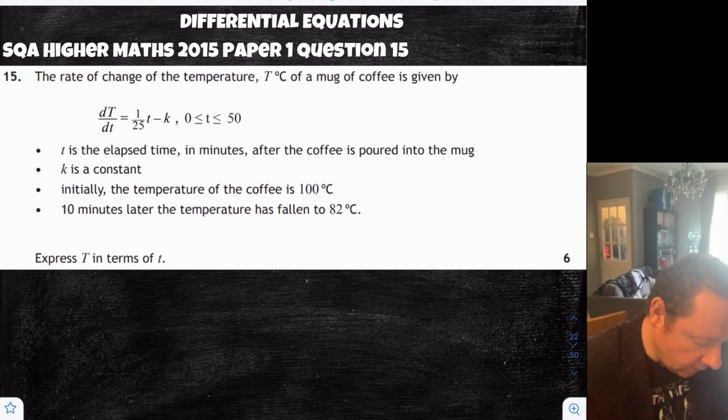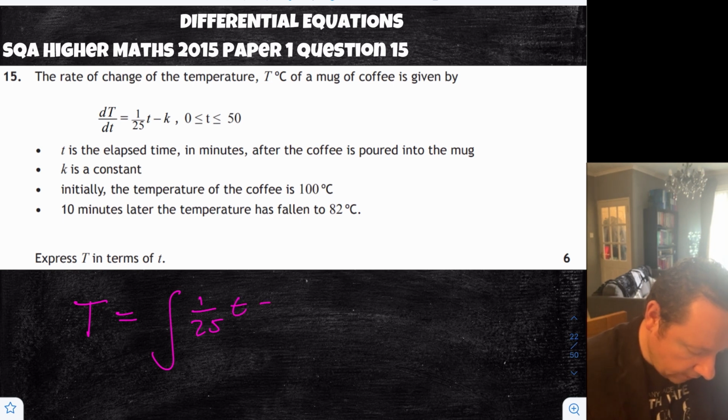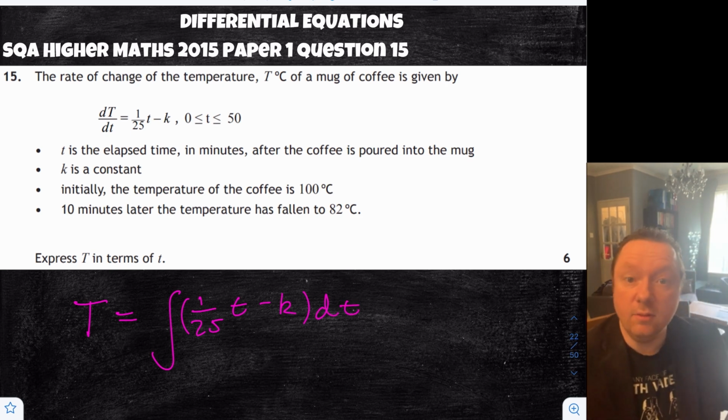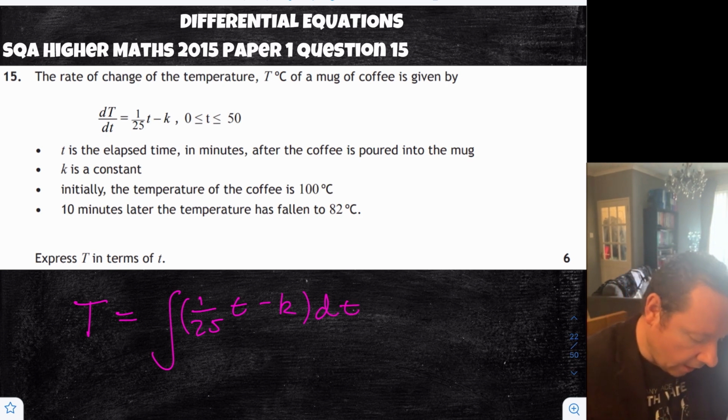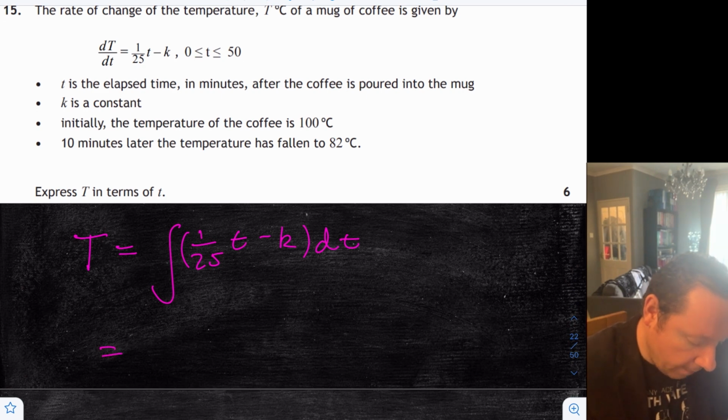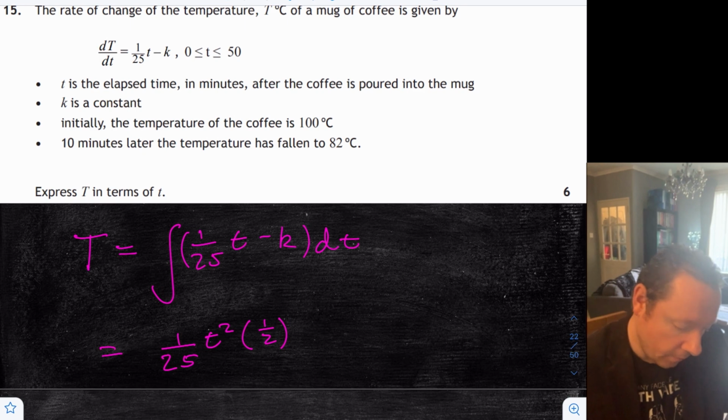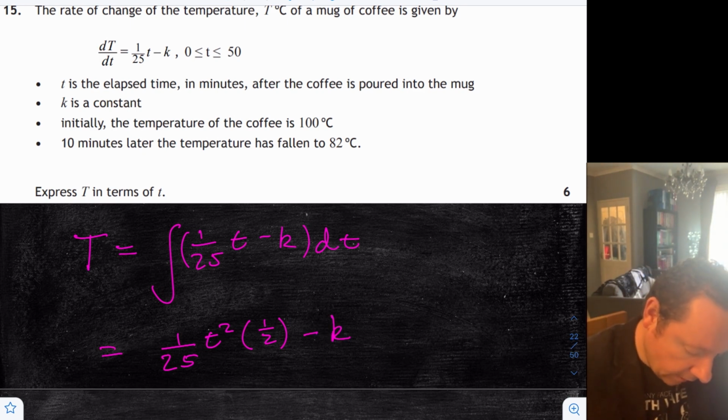So we can just immediately say that t equals the integral of the right hand side, 1 over 25 t minus k, and that will be with respect to t because it's dt instead of dx as normal. So we'll just integrate and let's go. So we get 1 over 25 t squared, and then we times by a half because we divide by 2, and then minus k times t, but then we've also got plus c. So there is our integral.